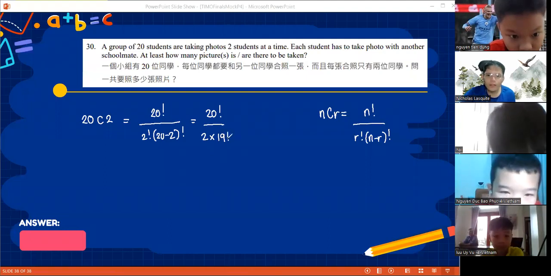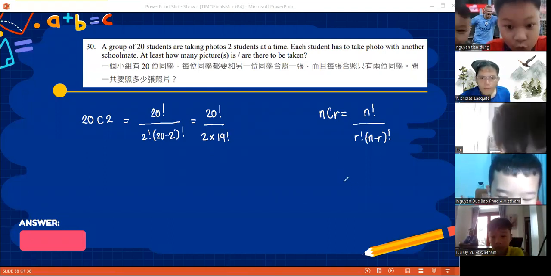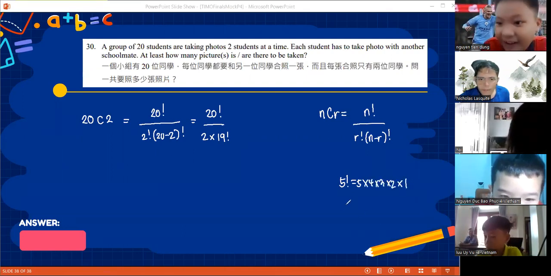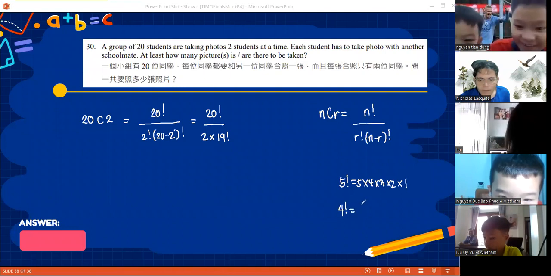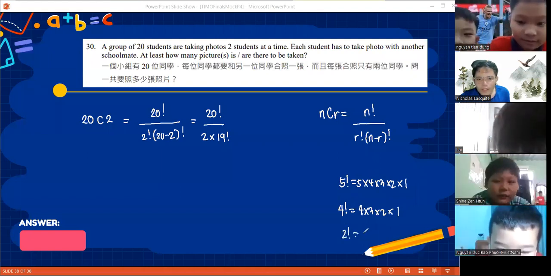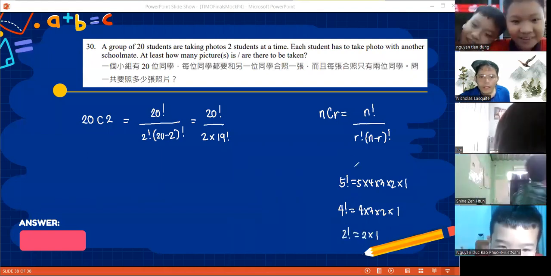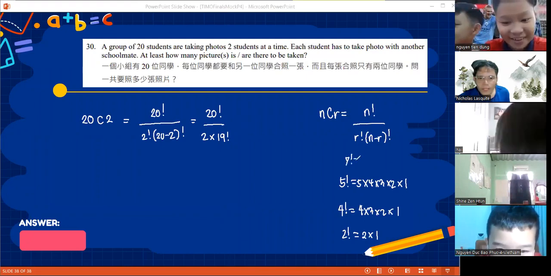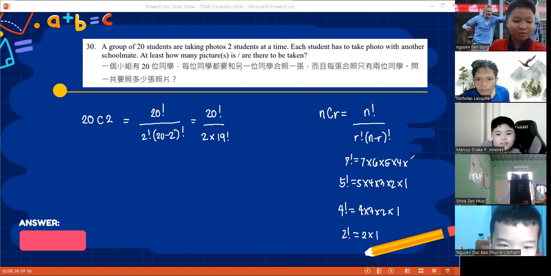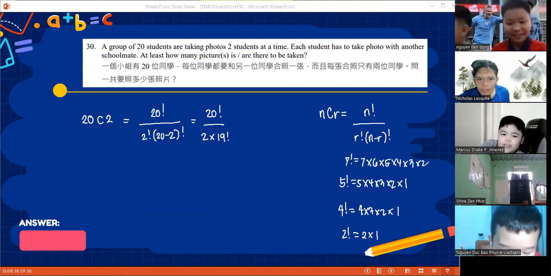Sir, what is a factorial? So if you have 5 factorial, that is 5 times 4 times 3 times 2 times 1. 4 factorial is 4 times 3 times 2 times 1. Yeah, can I go to the toilet? Yeah, sure. If we have 7 factorial, it's 7 times 6 and so on. The 19 is not supposed to be there. It's 18.